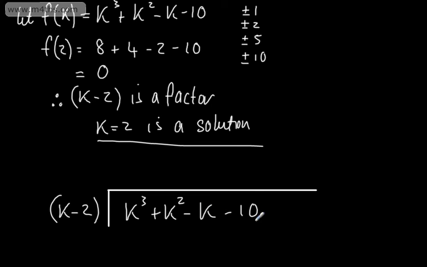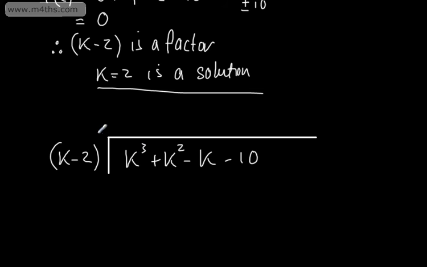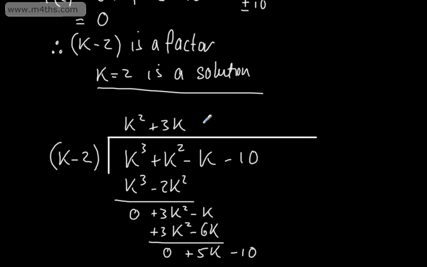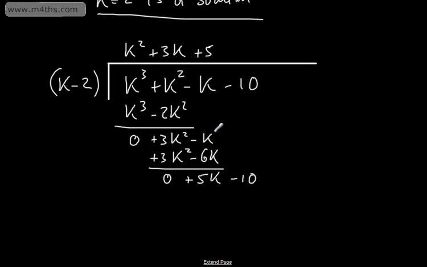So setting up the long division, we don't need any placeholders. So k cubed over k is k squared. We multiply down k cubed minus 2k squared. Subtracting away, 0 plus 3k squared minus the k. k's into 3k squared is going to be plus 3k. We multiply down, we're going to get plus 3k squared, then we're going to get minus 6k. Subtracting down 0, we'll get plus 5k, bringing down the negative 10. k's into 5k is plus 5, then we're going to get plus 5k minus 10, subtracting away 0 plus 0.